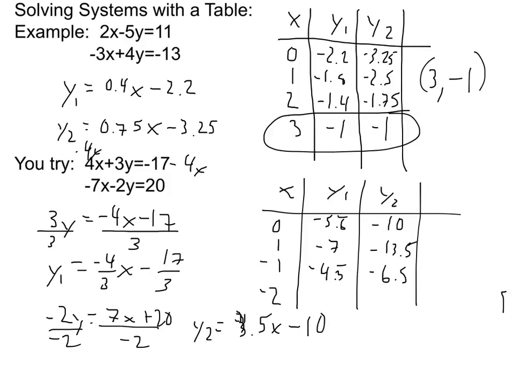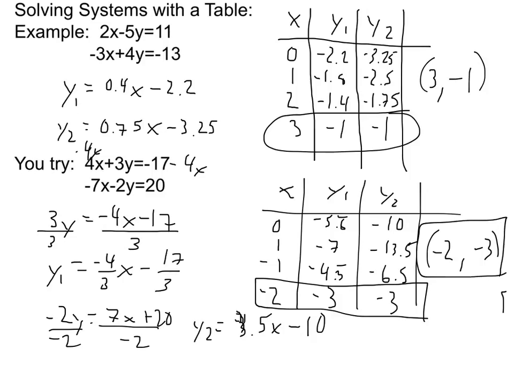I go to negative 2, and I plug negative 2 into the first equation. I go negative 4 divided by 3 times negative 2 minus 17 divided by 3. That gives me a negative 3. And then if I do the negative 3.5 times negative 2 minus 10, I also get negative 3. So that is my answer through a table. I'm at the point negative 2 comma negative 3. This is the point where these two lines meet.